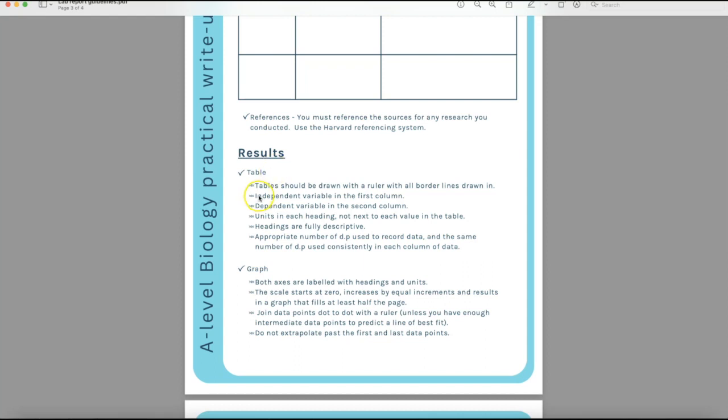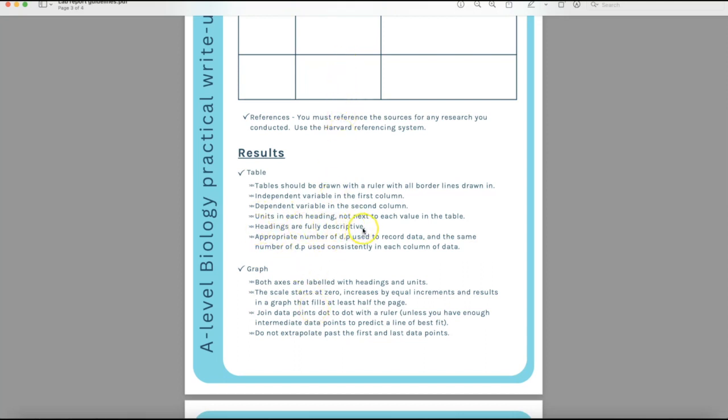Now, if you're creating your table on a computer, then that's not going to be relevant because it'll be automatically done for you. Then you should always have whatever your independent variable is in the first column. And in the second column, or on the right-hand side, would be the dependent, which is what you're measuring. Always make sure you've got units in the heading as well. And you only put the units in the heading, not written next to every value in the table.